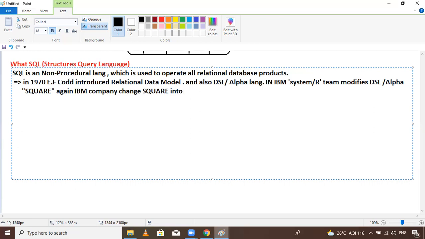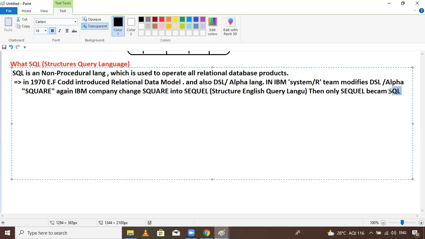Square into SQL means structured English query language. Then only it becomes SQL. This is the aesthetic of the SQL, guys.